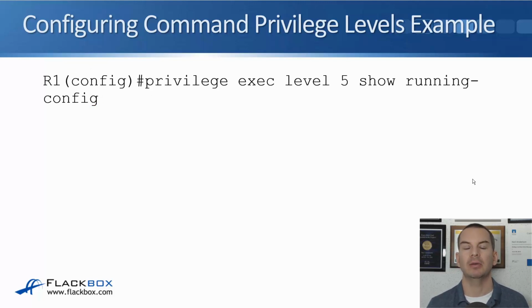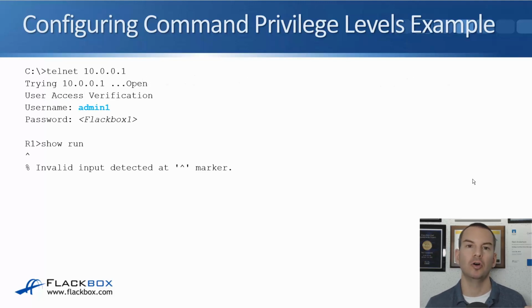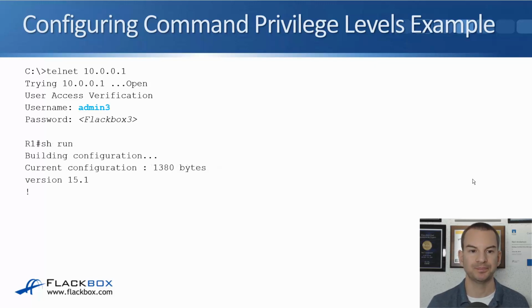Okay, so the next thing we'll do is we will actually make some use of having that privilege level 5. So we enter the command privilege exec level 5 show running config. This means that we're changing the show running config command from a privilege level of 15 to a privilege level of 5. So now anybody logged in with level 5 is going to be able to run this command. We then log out and log back in as admin1. They try to do a show run. It's going to fail because they are running at level 1.